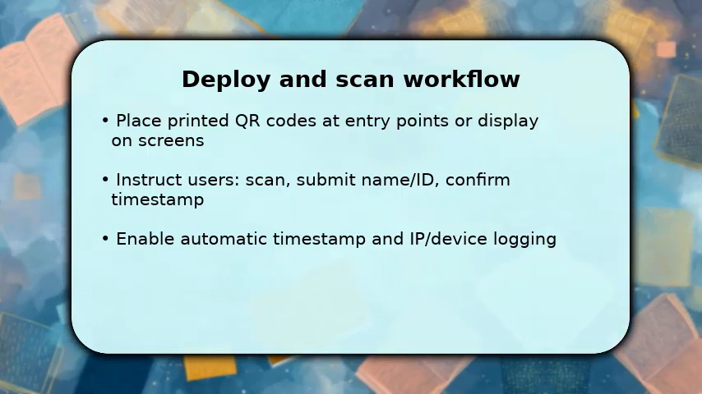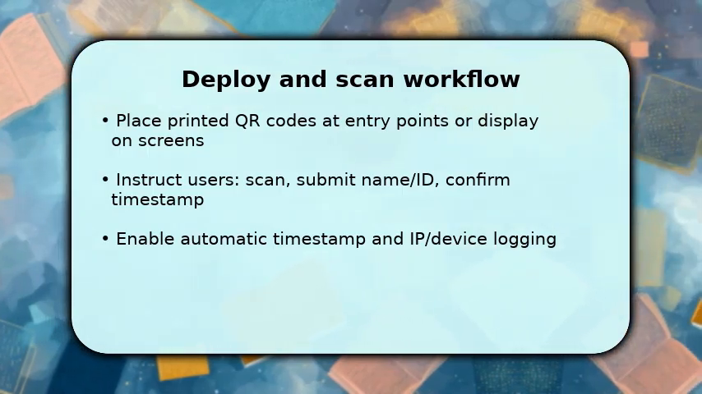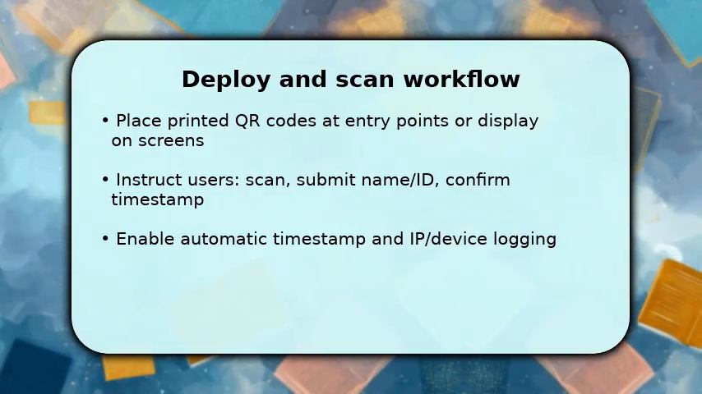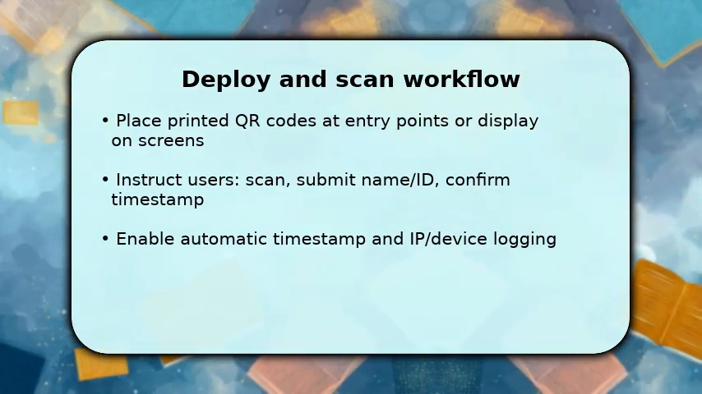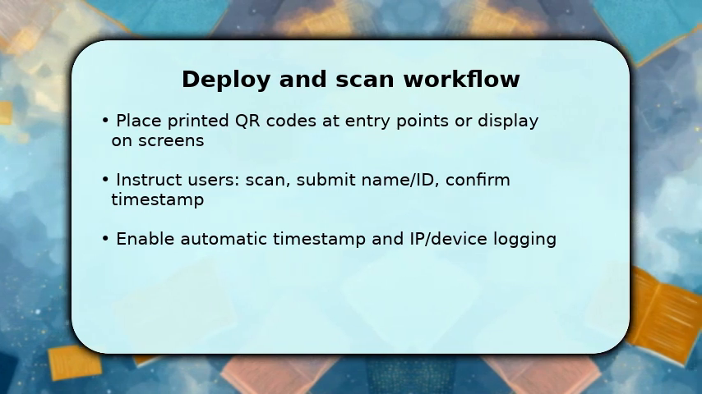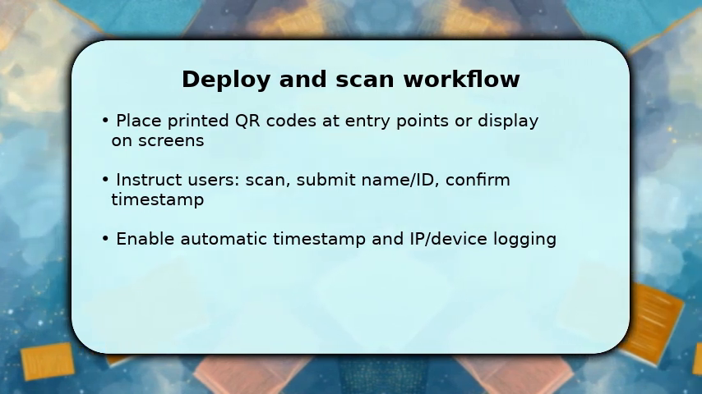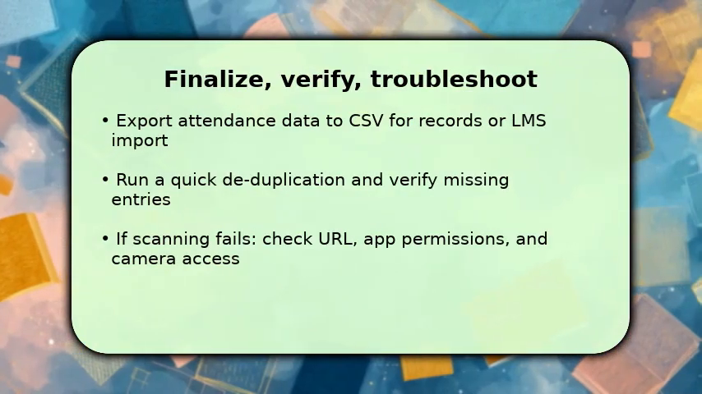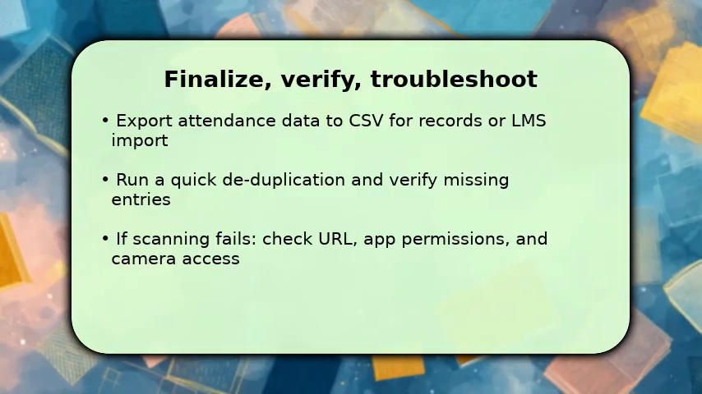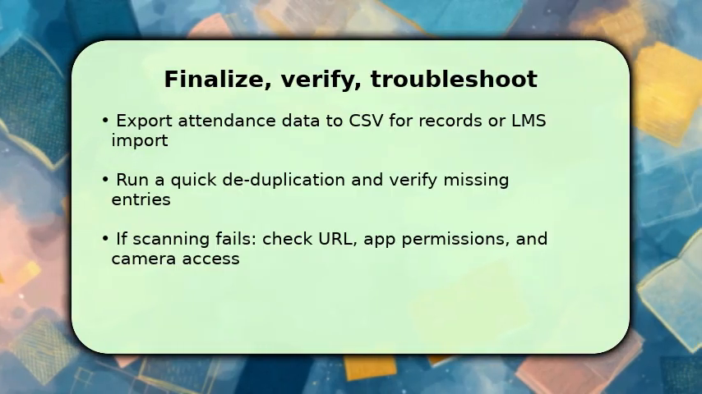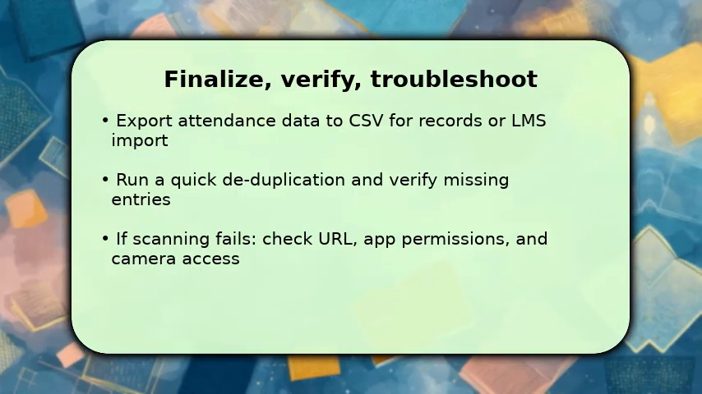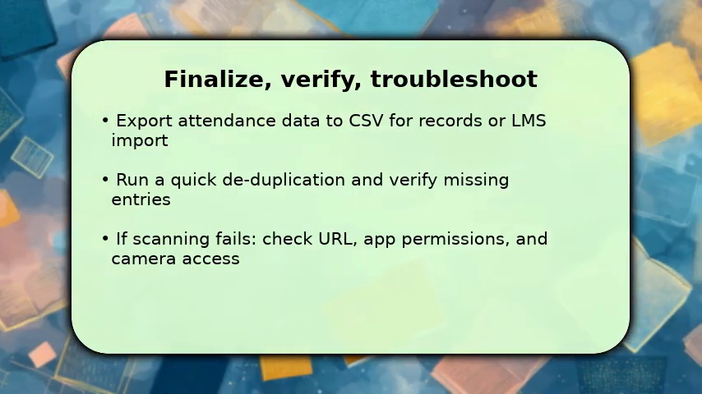Make sure to enable automatic timestamps and, if needed, a single response limit per device or one-time tokens for controlled events. This prevents accidental multiple sign-ins. Finish by exporting the collected entries and verifying accuracy. Open the spreadsheet, sort by timestamp, then deduplicate and flag any blank or malformed entries for manual follow-up. Once confirmed, upload to your LMS or archive the CSV.